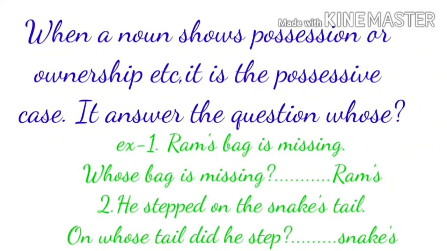For example, Ram's bag is missing. So whose bag is missing? Ram's. Second, he stepped on the snake's tail. So on whose tail did he step? Snake's.